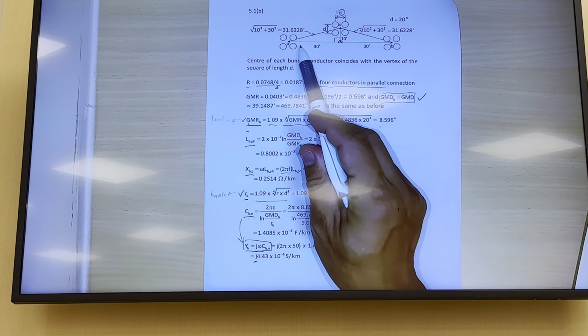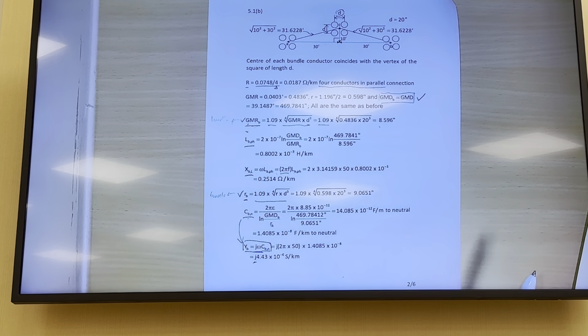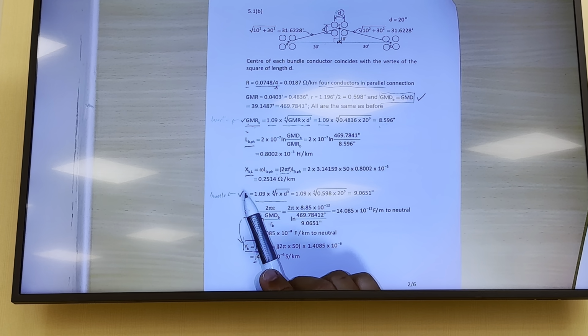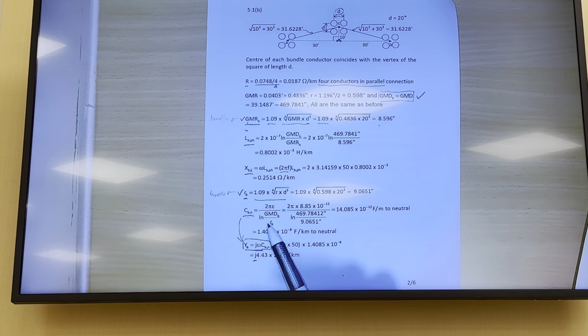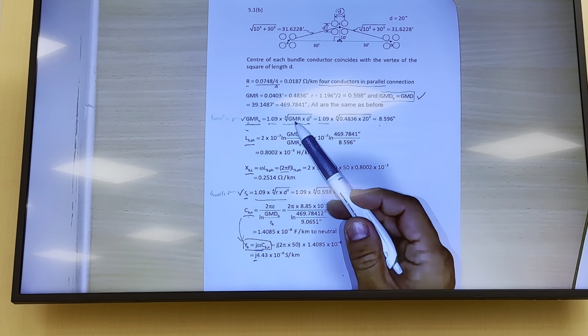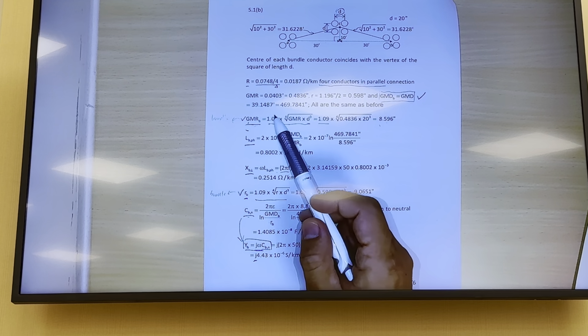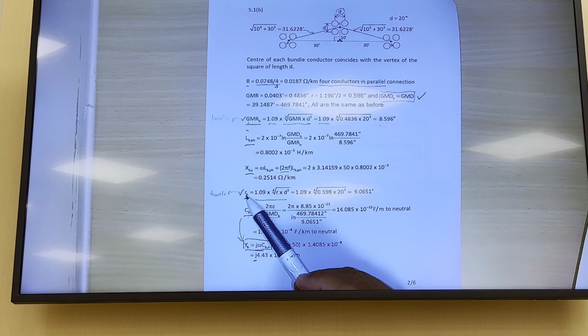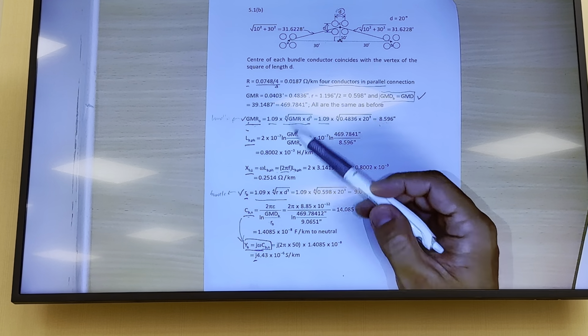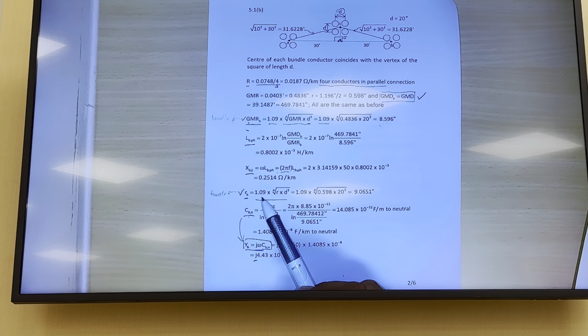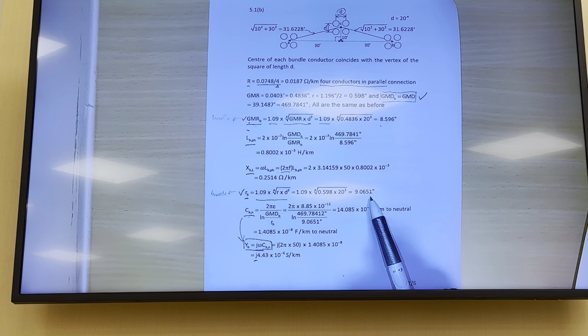The GMR bundle has been changed because of the 4 bundled conductors. Then to calculate the capacitance, again we have to update the radius per bundle, which is RB. RB equals this one as well. These two formulas are the same: GMRB equals this coefficient times this, and R bundle equals the same coefficient times this item. So the bundled radius equals this value.